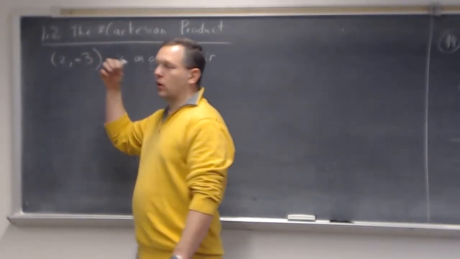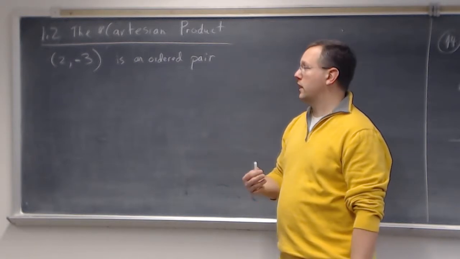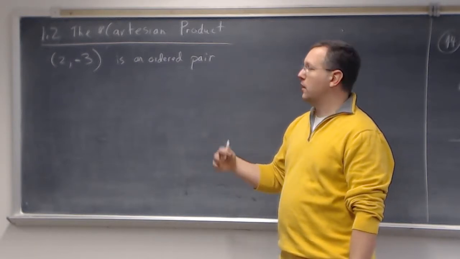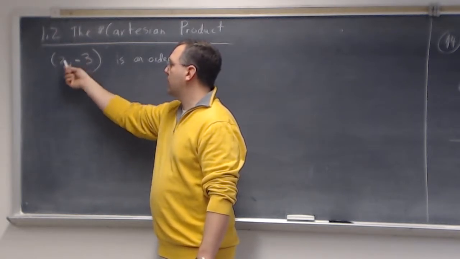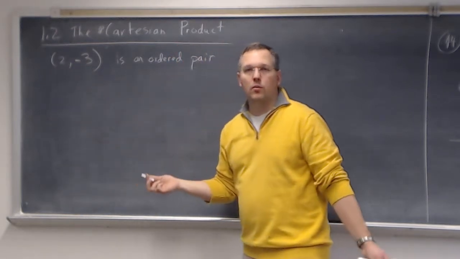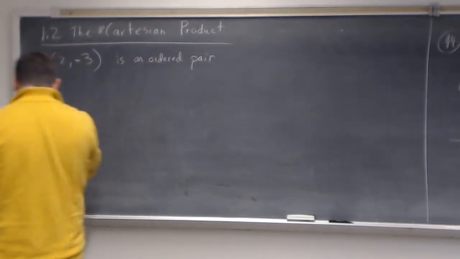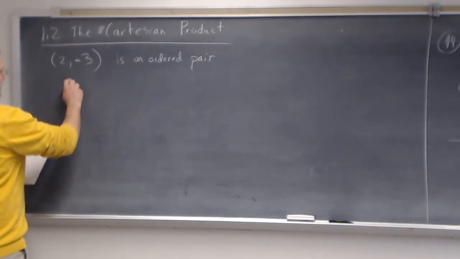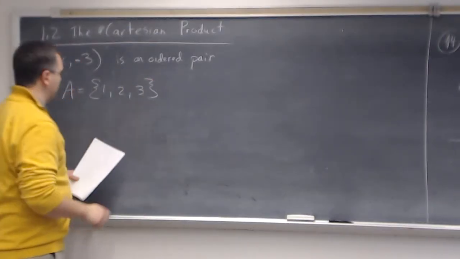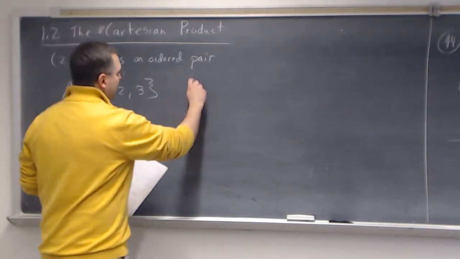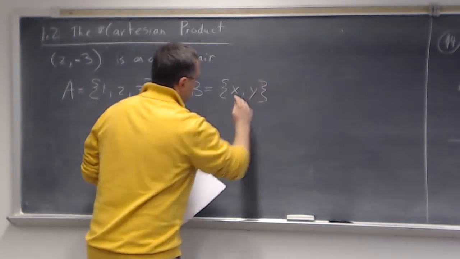Okay. So we saw that sets could have anything in them. You could have a set be an element of another set. If you have any object, it could be an element. For ordered pairs, it just has to be 2 things. The most common ordered pairs we see are points in the plane. Let's look at some sets. A is a set containing 1, 2, and 3. B is a set containing the letters X and Y.